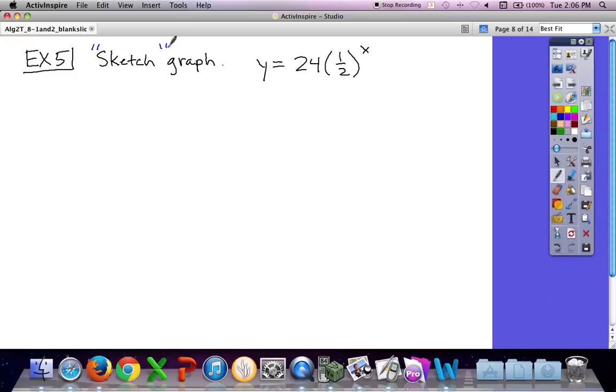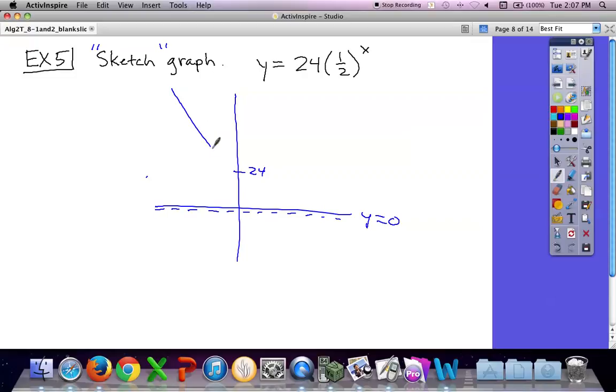Okay. In this case, there's only really 2 things to know about this. Is it growth or decay? Decay. What's the y-intercept? 24. So that's going to be my y-intercept. I'll just label that 24. It's decay. Where's the asymptote going to be on this one? It's still going to be at y equals 0. We didn't do anything to shift that around. So there's the y equals 0.